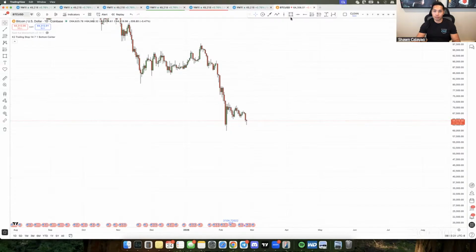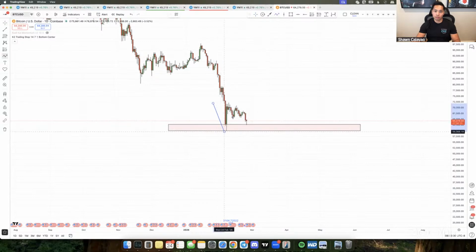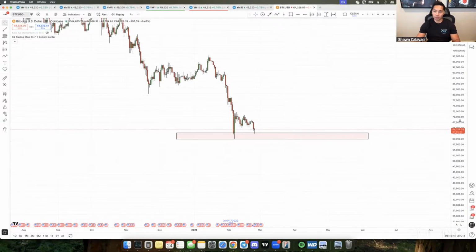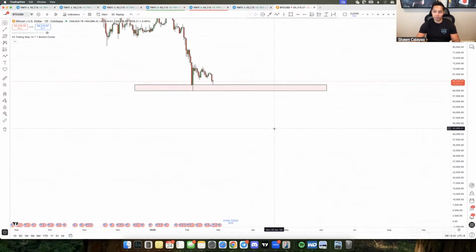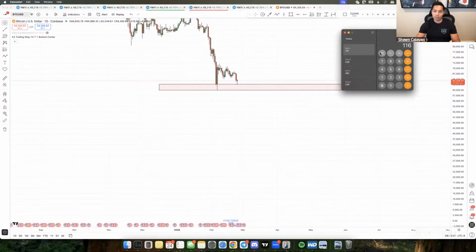Obviously, if this support doesn't hold, it's going to drop down further. And it's not holding, it's retesting right now. So I think Bitcoin could drop. It could drop down to 20, I think. If it drops down to 20, I'm gonna buy a bunch of Bitcoin. I'm gonna buy maybe 100K of Bitcoin. Because if I do that and it pushes back up to 60, then I make a pretty good amount of money on that.